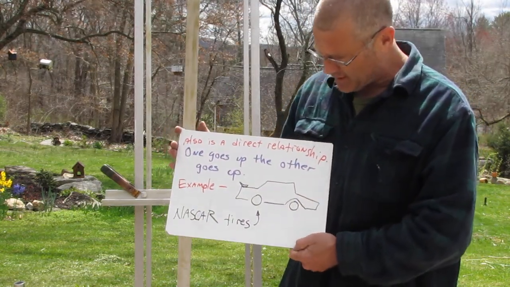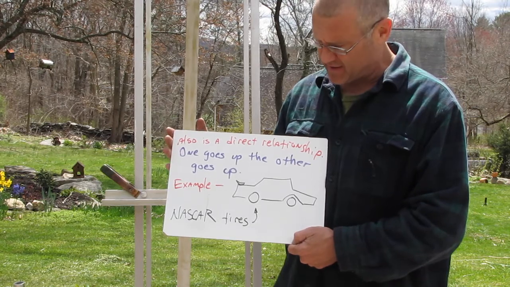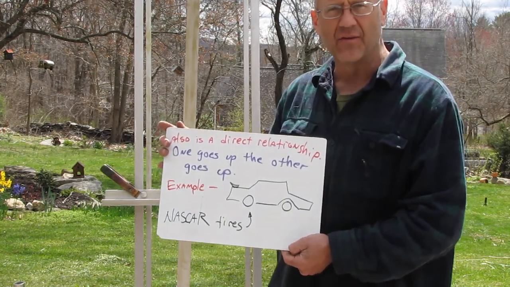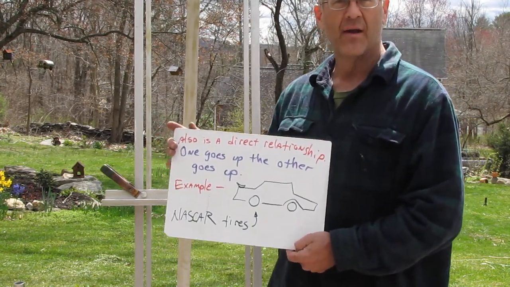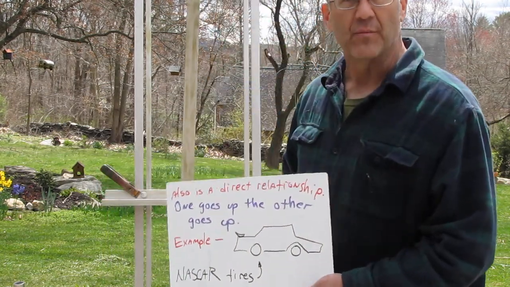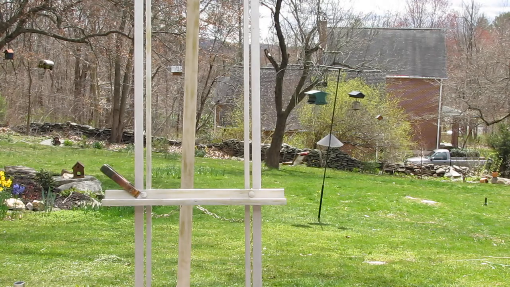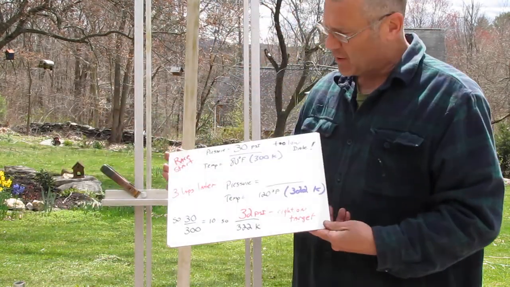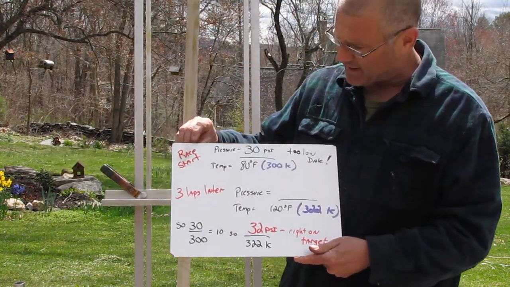So if we look here, the example that we're going to use of Gay-Lussac's law is NASCAR tires, the tires on a NASCAR race car. Okay, so I'm going to show you some math here. So we pull up at the start of the race. Here's the start of the race.